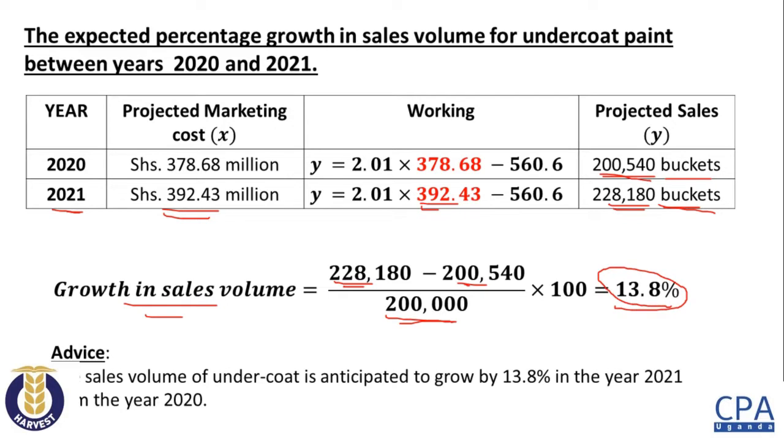And therefore, our analysis and interpretation shall say that the sales volume of the undercoat is anticipated to grow by 13.8% in the year 2021 as compared to the year 2020. So basically, this is how we use the least squares equation or regression analysis in management decision and control.